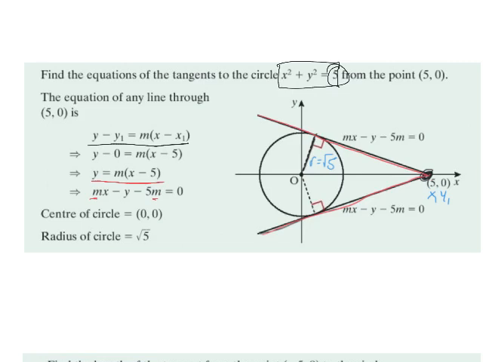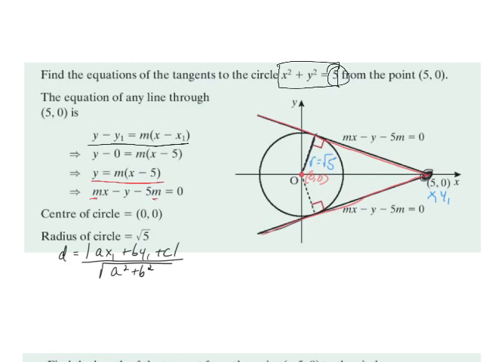So we know our center here, 0, 0, and we know the radius. So what we know is the distance from the center to the tangent, because that is the same as the radius. And so we use our distance from a point to a line formula again. So remember, that is the absolute value of ax1 plus by1 plus c over the square root of a squared plus b squared.